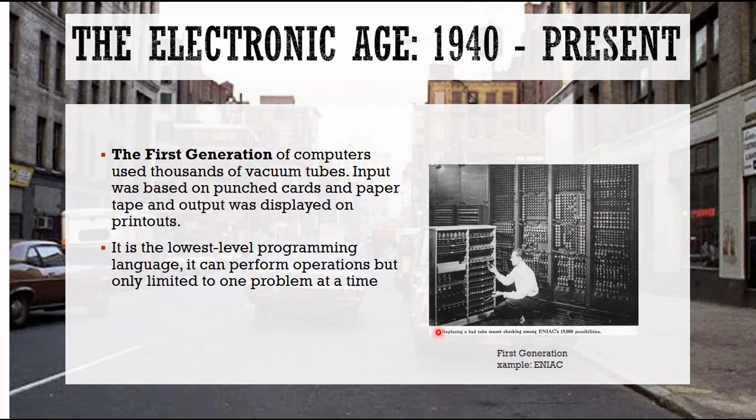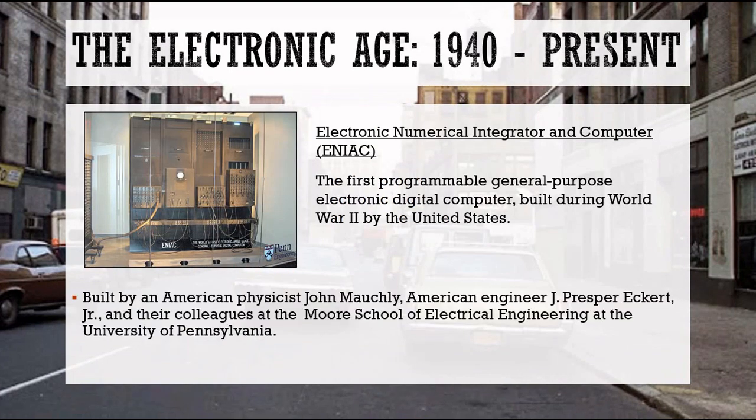As you can see in the image, this is the whole computer. It is made of vacuum tubes. It is not portable because of its size. This man is replacing a bad tube. ENIAC is an example of a first generation computer. ENIAC, or Electronic Numerical Integrator and Computer, is an example of the first generation because it was the first programmable general-purpose electronic digital computer, built during World War II by the United States.